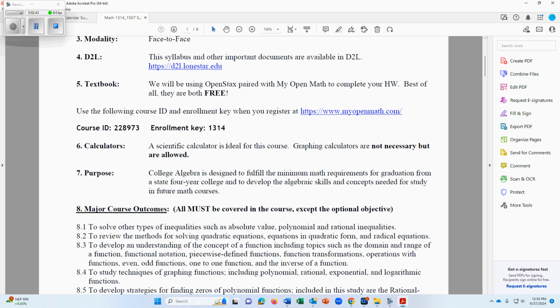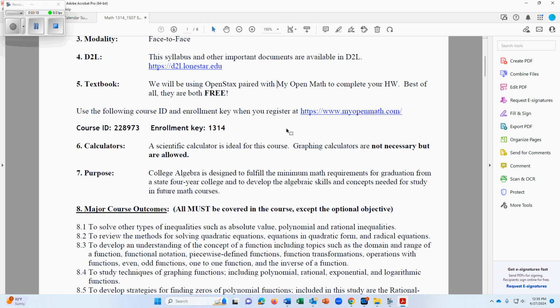Obviously you can't use your phone calculator on an exam. For your homework, you can use whatever you want. But for exams, you're limited to scientific or graphing, or four-function is fine too, if that's what you want to go with. But you will need the scientific calculator for part of the course because we do have to use some of those elements from there.